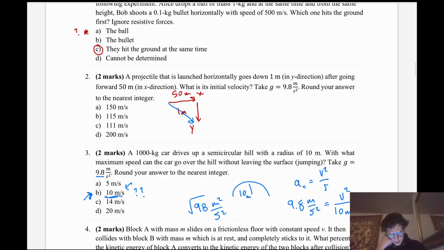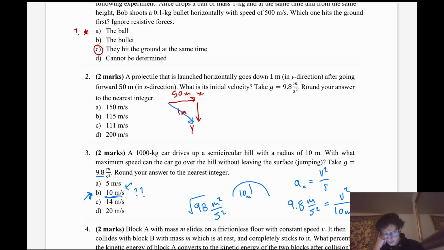So let's peep this. A projectile that is launched horizontally goes down 1 meter in the y direction after going forward. So first it goes 50 meters, and I guess it's at the same time. Take g to be 9.8. What is its initial velocity? Okay, peep this. So it goes down 1 meter.